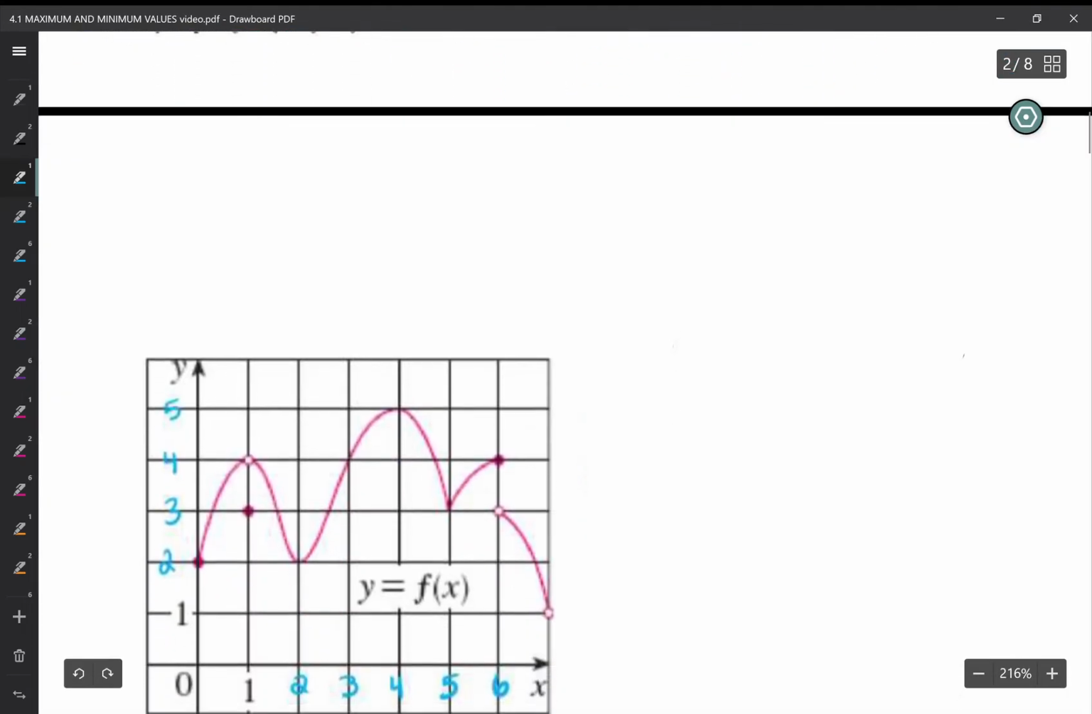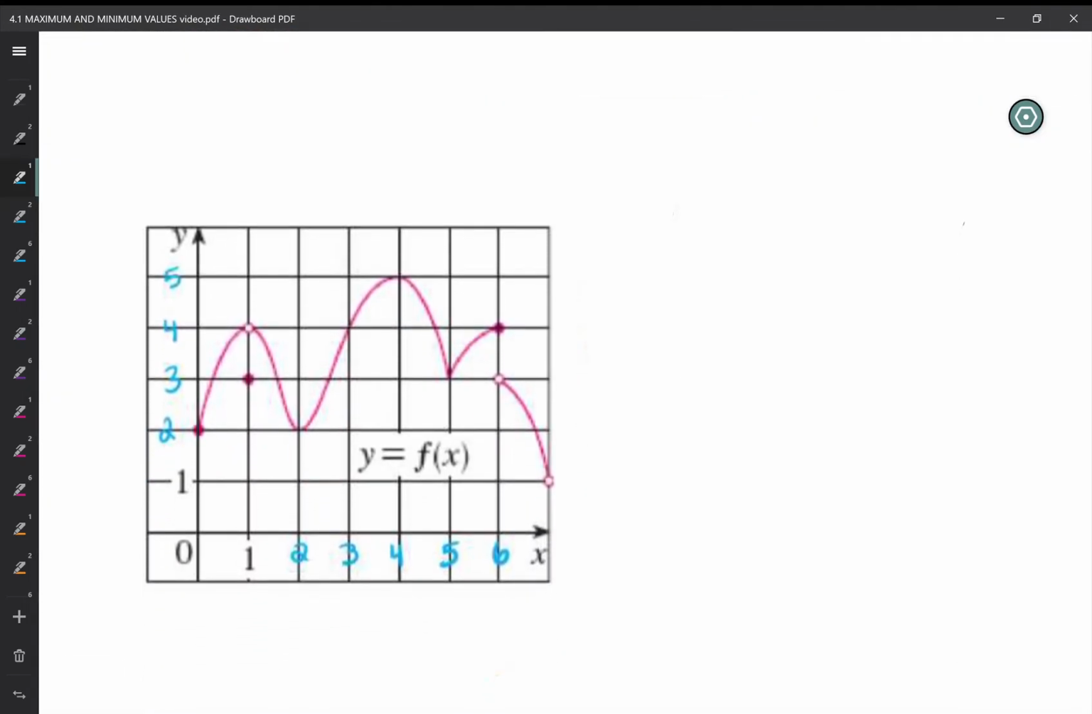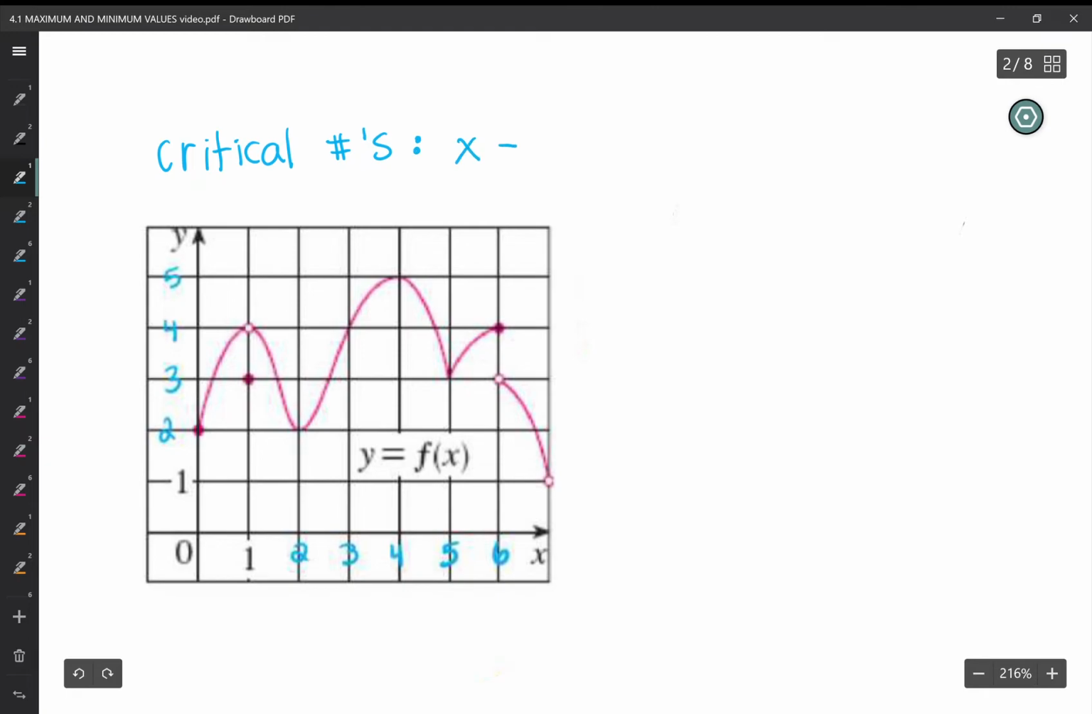Let's look at another function. This one's a little more complicated. Let's start by identifying the critical numbers. Our critical points occur at the endpoints, so x is equal to 0 is one of them. They also occur at discontinuities, so something is going on when x is equal to 1. Then we have another one at x is equal to 2, because the slope of the tangent is 0.